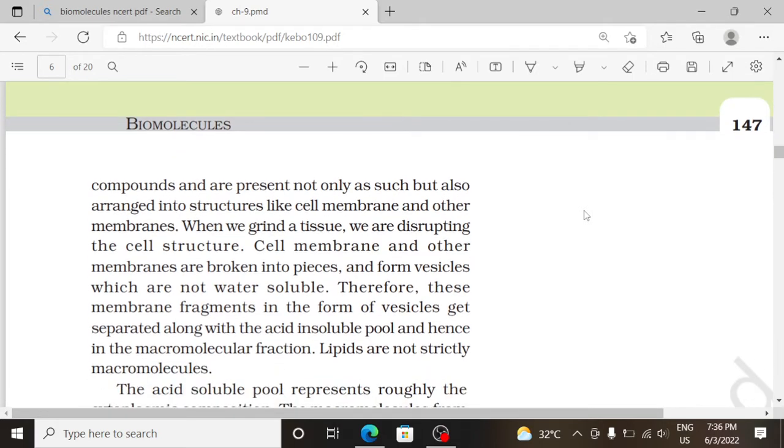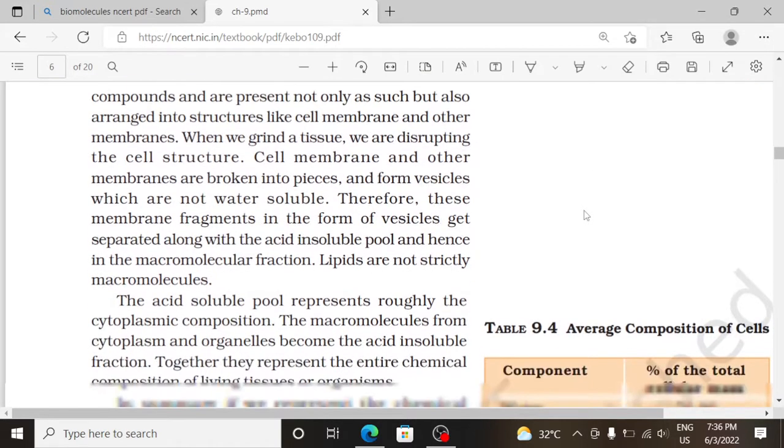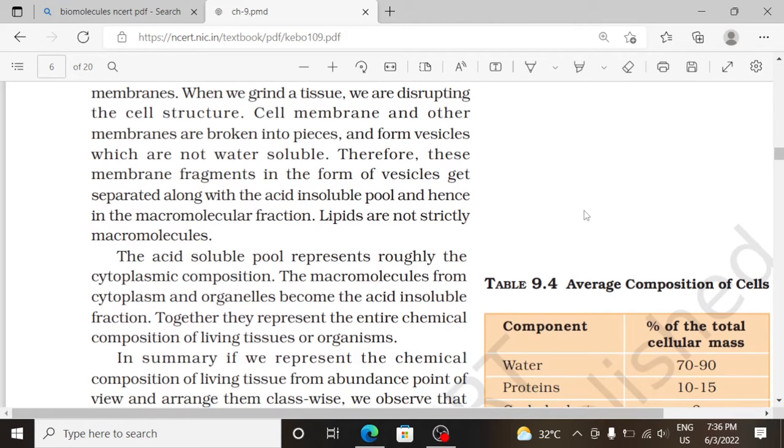When we grind the tissue, we are disrupting the cell structure. Cell membrane and other membranes are broken into pieces and form vesicles which are not water soluble. Therefore, these membrane fragments in the form of vesicles get separated along with the acid insoluble pool and hence in the macromolecular fraction. Lipids are not strictly macromolecules.